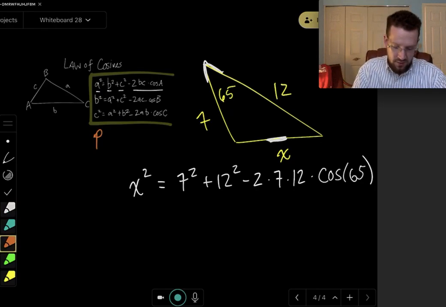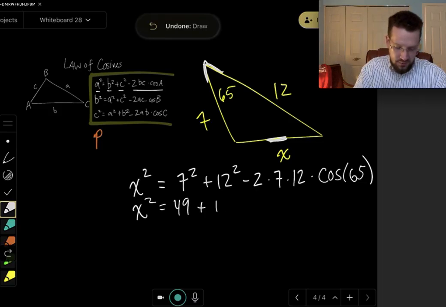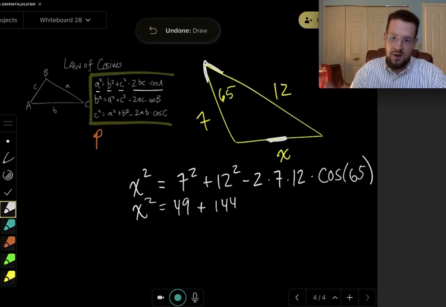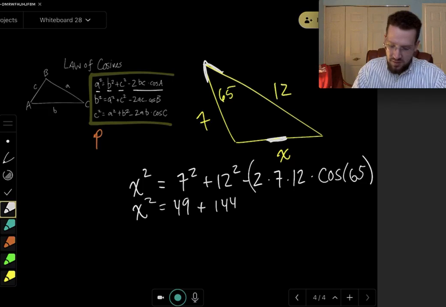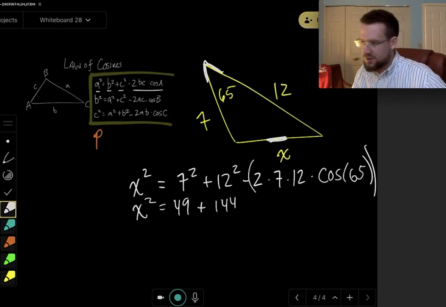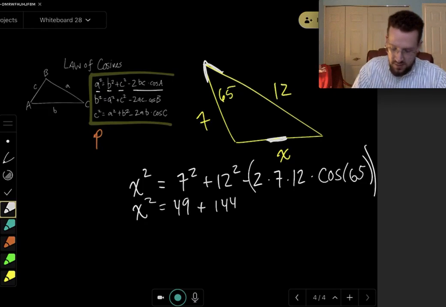Okay, so what are we going to do here? Well, I'm just going to leave it just like this, x squared. I'm going to take 7 squared, that's 49, plus 12 squared, this is 144. So the first thing we want to do is square our numbers, and then do this stuff. 2 times 7 times 12, so this is minus 168 times the cosine of 65. I'm just going to leave it like that.